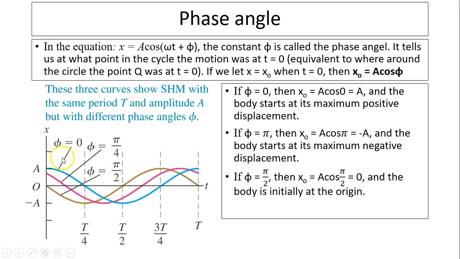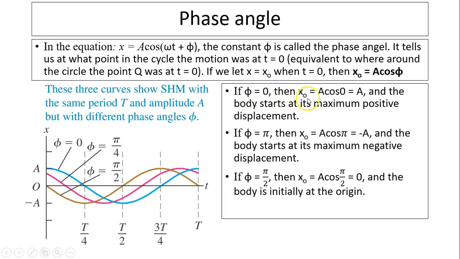So here are 3 phis. Phi equals 0, this is when x starts at A. And this is phi equals pi over 4, so that's where x will be less than A. And here, the special case in the gold color is phi equals pi over 2, where x equals 0 at t equals 0.